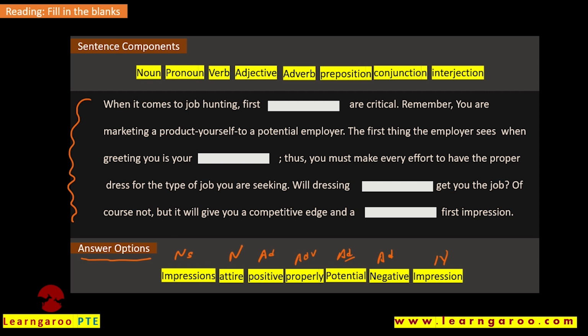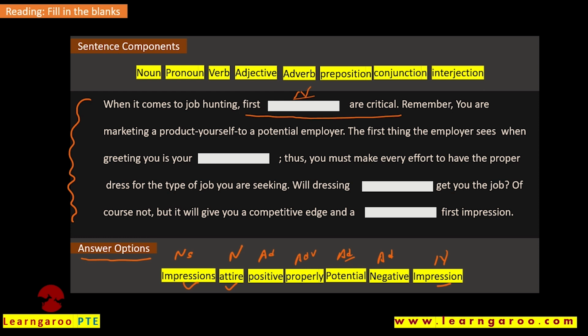Now we'll jump straight away to our blank section and try to identify what is missing. Let's check this part. "First are critical." First what? Is it a boy, girl, car, bus? Boy, girl, they are nouns, right? Here a noun is missing. Now let's check how many nouns there are. There are 1, 2 and 3 nouns, right?